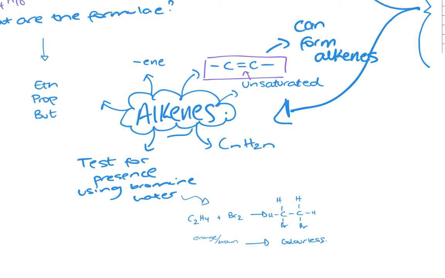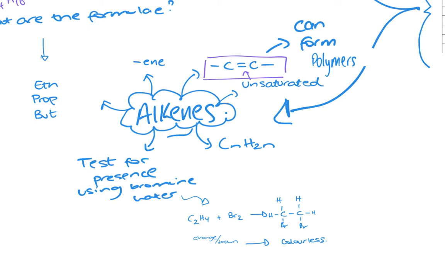It's not completely bonded. Now up here I've written can form alkenes. That's not what I meant. What I meant to say is that double bond means that it can also form polymers. And alkenes form polymers via something called addition polymerization. And we'll learn about that in a different video.